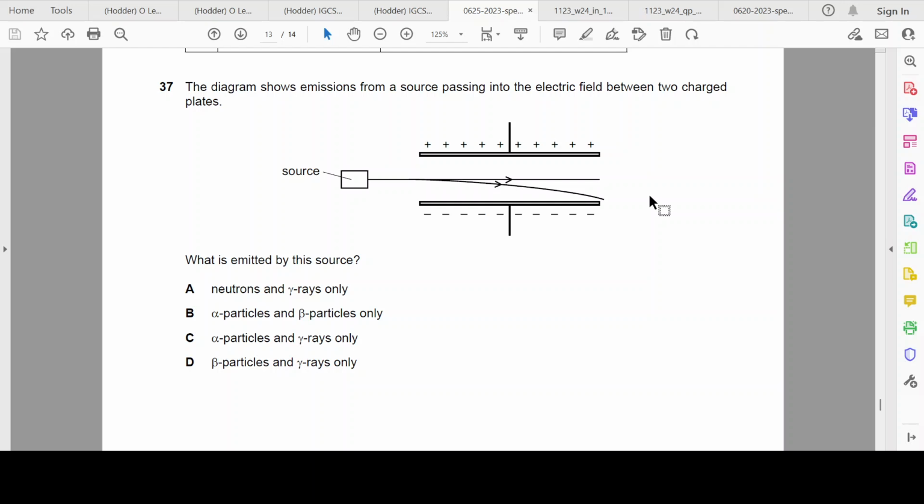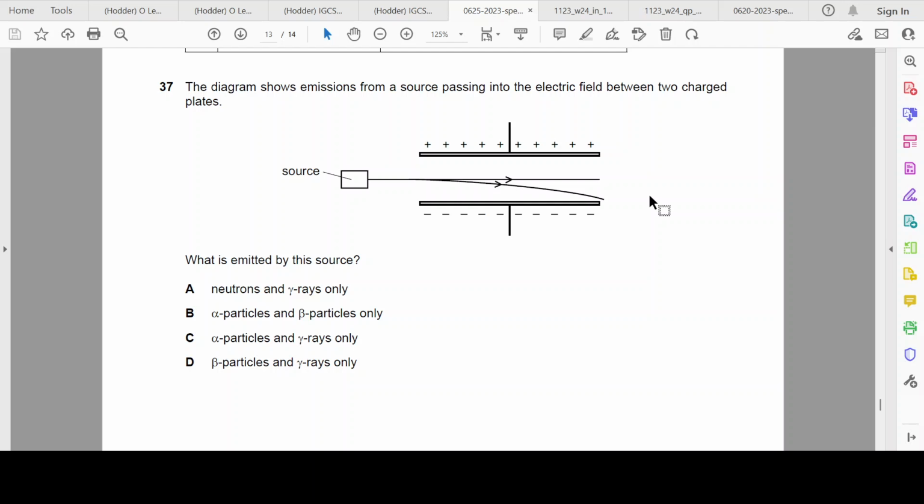All right, so you need to know the properties of these emissions. Now, it's not going to be A at all. First of all, neutrons are neutral, and so you'd have two straight lines passing through, because gamma rays are also neutral in that sense. And secondly, radioactive emission does not emit neutrons. It's either alpha particles, beta particles, or gamma rays. Neutrons are not emitted.